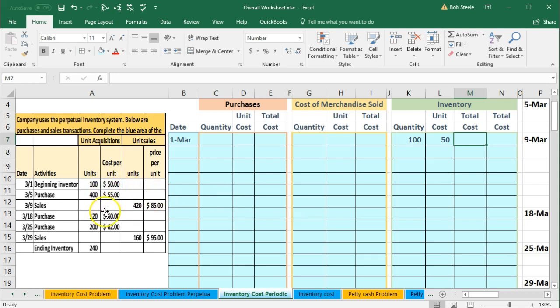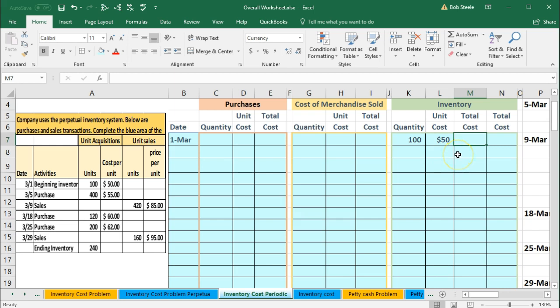Note that the cost is going up as we make more purchases over time. We can then calculate our total here, really converting from a unit cost to a dollar amount. So when we record something on the financial statements, we cannot say that we have 100 units. We have to say how many dollars worth of inventory we have. To do that, we're going to take the 100 units times 50.